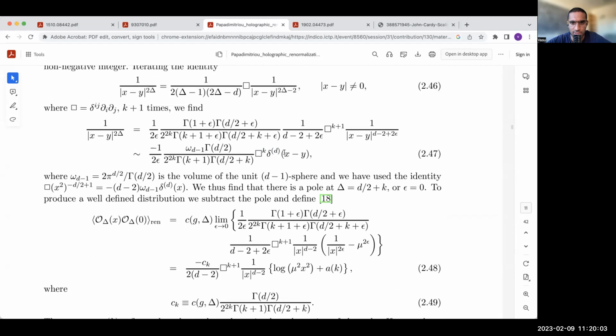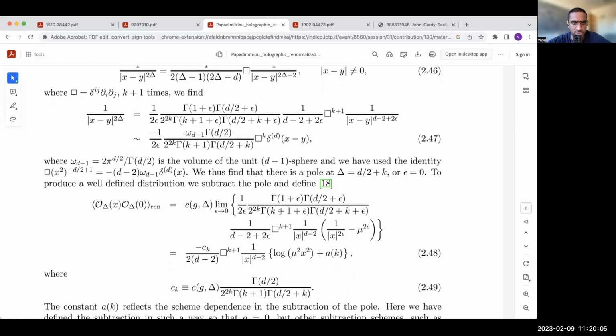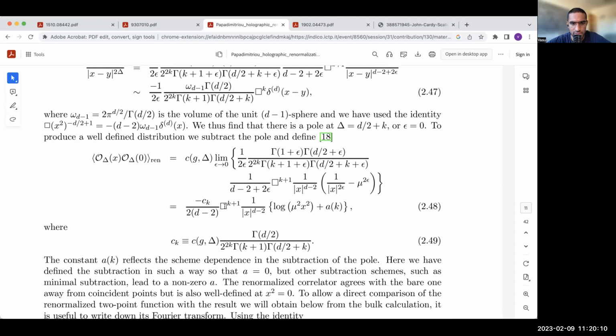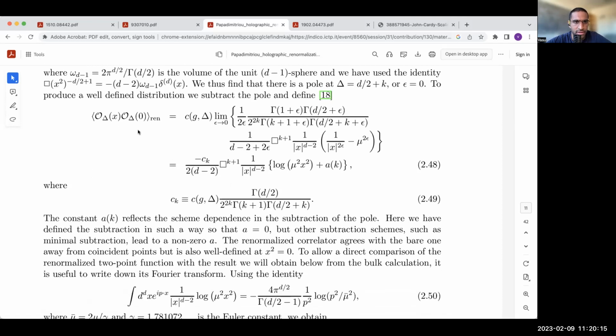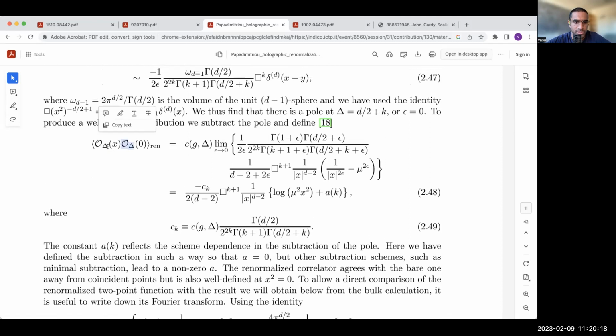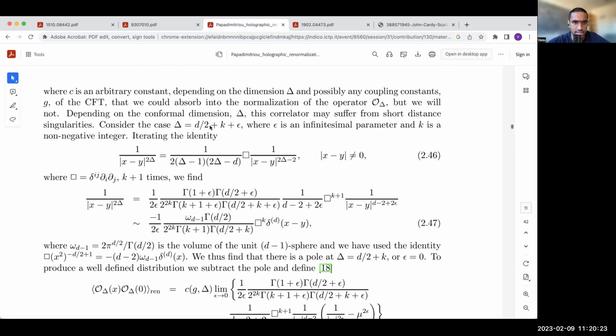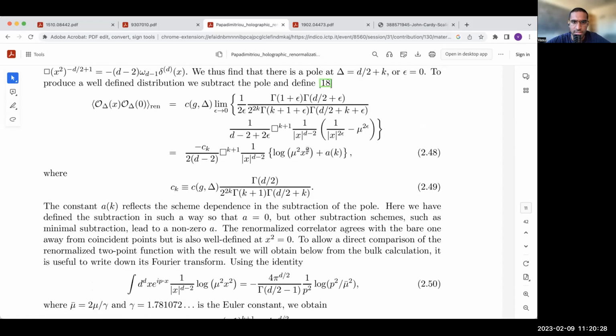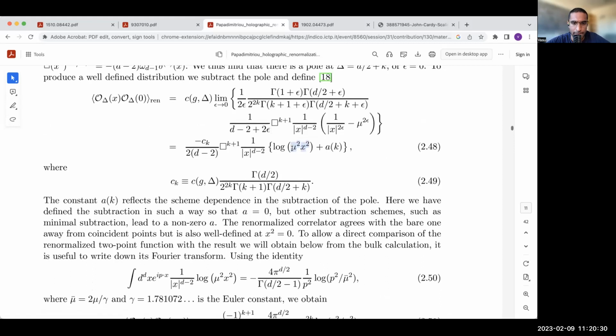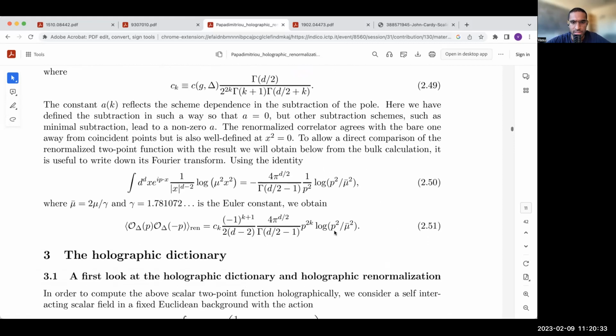They don't do it at this level. They just introduce a scale mu and then subtract the pole. And what they find is basically an expression like this. For those specific dimensions, you have the following contribution. It knows about k, which is in this scaling dimension, it knows about d, and there's the logarithm here, the promised logarithm. And in momentum space, you basically get an expression that looks like this. So those are the logarithms that they're talking about.